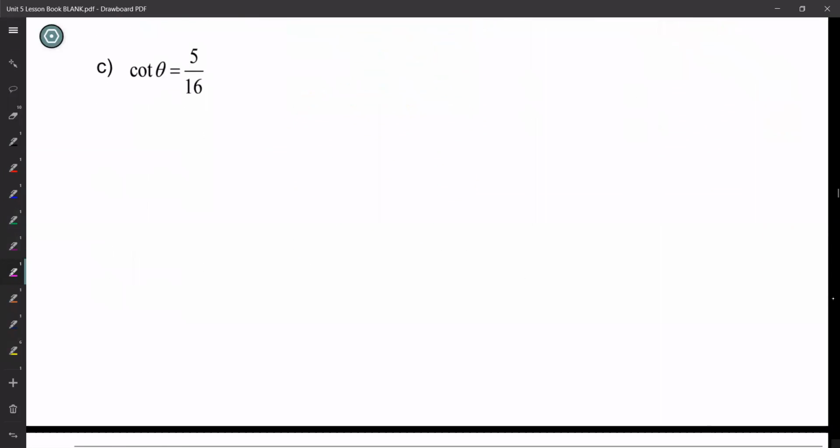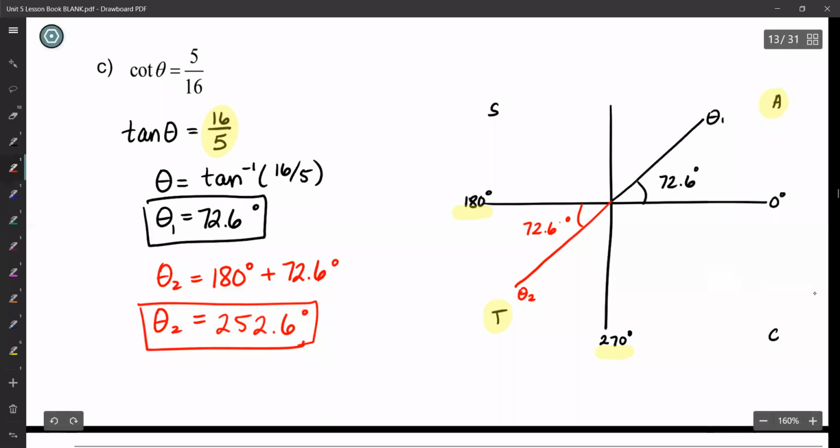Okay, let's try one more. I'll give you guys a head start on this one. See if you can find both thetas between 0 and 360 that will give us a cotangent of 5/16. So overall, same process. We are going to just do this extra first little step. Switch your secondary ratio into your primary ratio. Sometimes we call the reciprocal ratios the secondary ratios. So switch the reciprocal into the primary ratio.